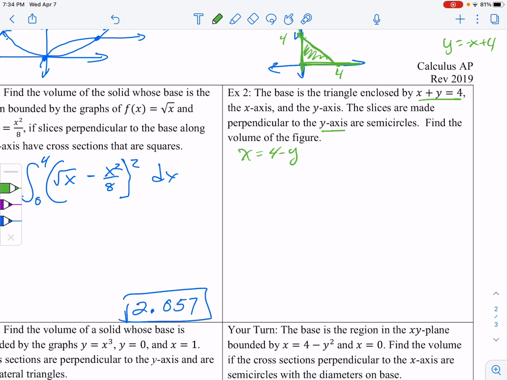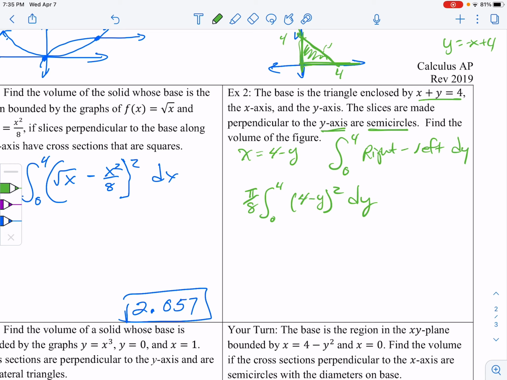So remember, if you're going to integrate against the y-axis, it's always right minus left instead of top minus bottom. So we're going to integrate from 0 to 4, right minus left, dy. The right is the line, so that's 4 minus y. And the left is 0, so we don't need that. You square it. Semicircles, you put pi over 8 outside. And this is with respect to y.